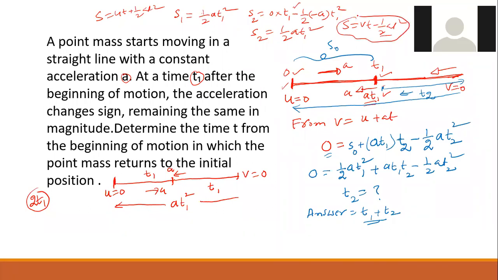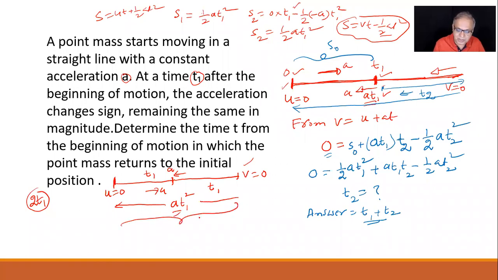Now the total distance will be how much, children? Half A T1 square plus half A T1 square, A T1 square back. Right? It starts with 0 velocity, travels this distance, and let us say it takes a time of some T2 here. So what is the equation I can write, children? A T1 square equals U, which is 0, into T2 plus half A T2 square. T2 is the time from here to here.